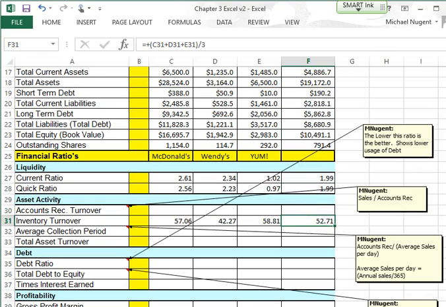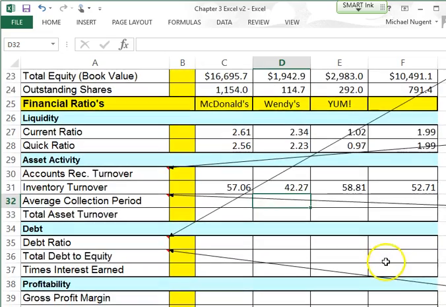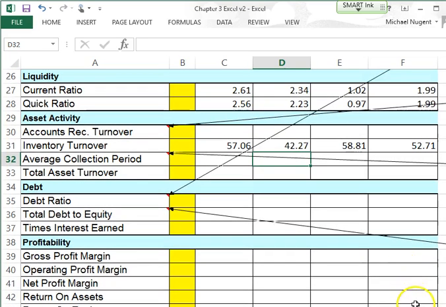Okay, so we see that Wendy's has, the higher this number, the better. Wendy's has the lowest number here. Let's make that a little bit bigger. Wendy's has the lowest number here. But this, again, isn't significant because inventory is not a big concern for fast food companies. And these turns are actually pretty high. Manufacturers have much smaller turns of inventory, and retailers as well.